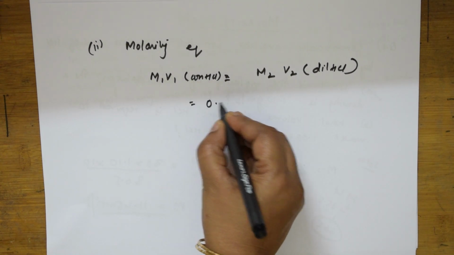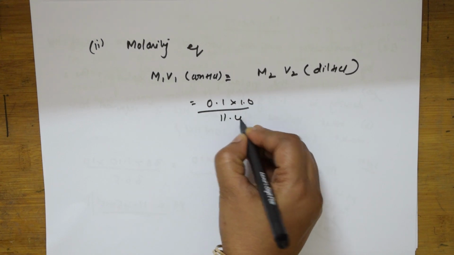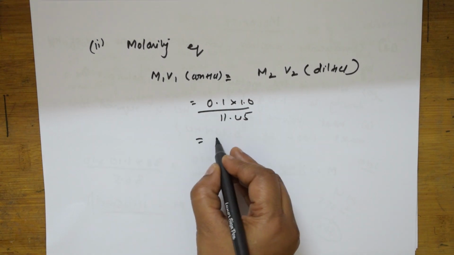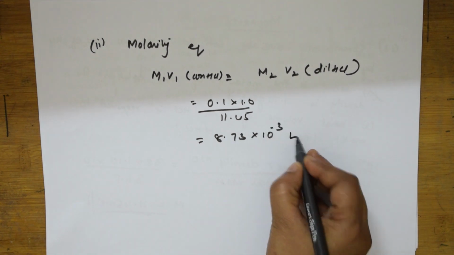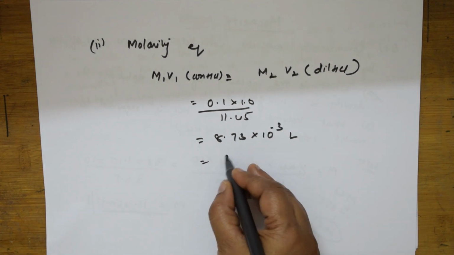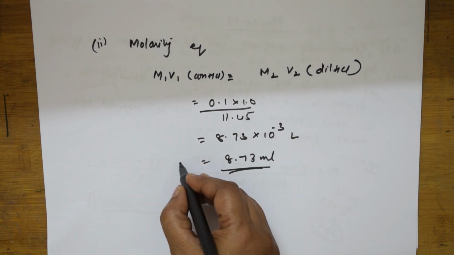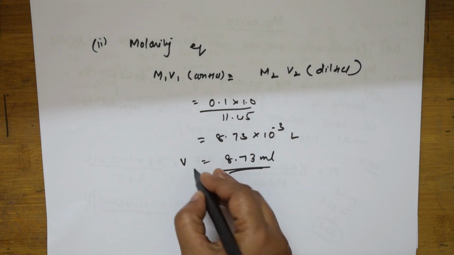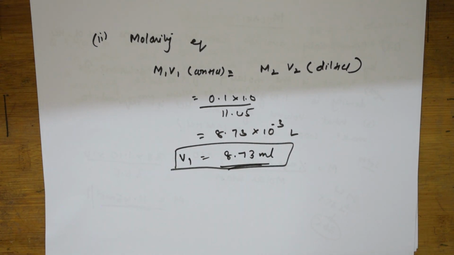This one is 0.1 into 1.0 by 11.45. So this comes to 8.73 into 10 raised to minus 3 liter. If I have to convert to milliliter, 8.73 milliliter. That's it. This is your volume of concentrated HCl, V1. This is how you're going to do this. Hope this is clear.